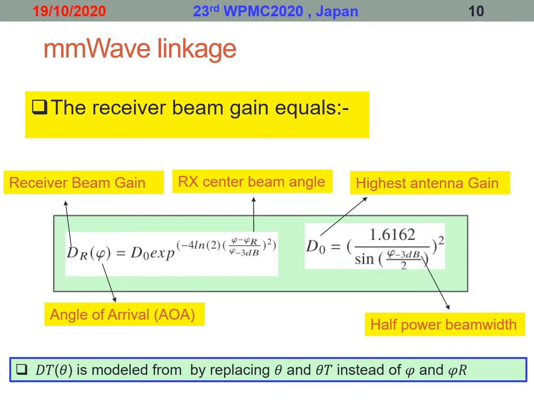The receiver beamforming gain, Dr of phi, will equal D naught times exponential of minus 4 ln 2 times phi minus phi r over phi minus 3 dB, squared, where Dr is the receiver beamforming gain, phi is the angle of arrival, D naught is the highest antenna gain, and phi minus 3 dB is the half power beam width. Also, we can switch Dr with Dt to find the transmitter beamforming gain, where theta is the angle of departure. So we will just replace phi and phi r with theta and theta t, and we will get the equation of the transmitting beamforming gain.